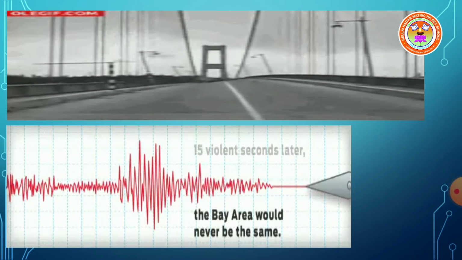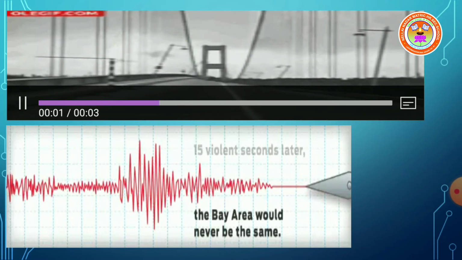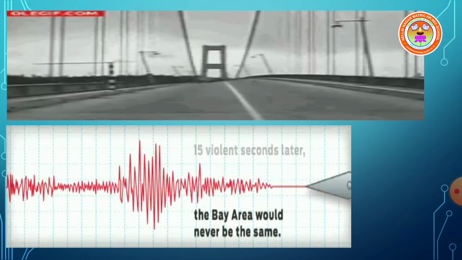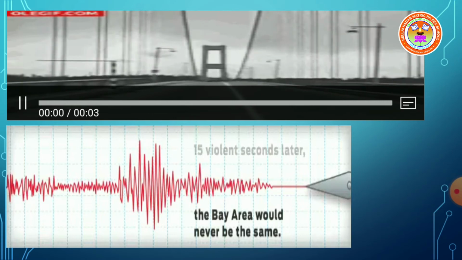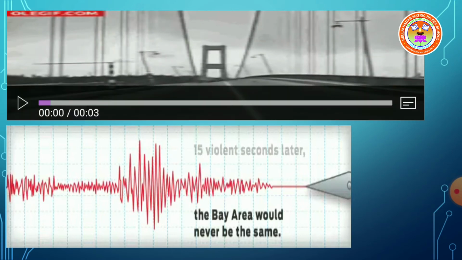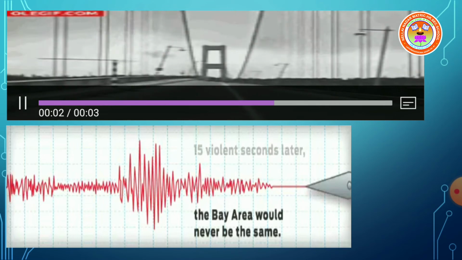Using a hydrophone and seismometer, one can study these waves and record them. Which ones help to record? Hydrophone and seismometer. Seismology is the branch of science that deals with the study of seismic waves.